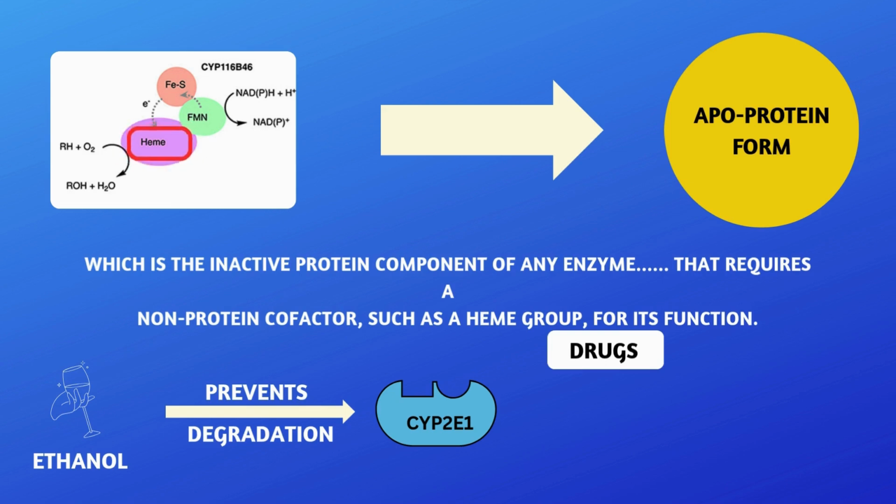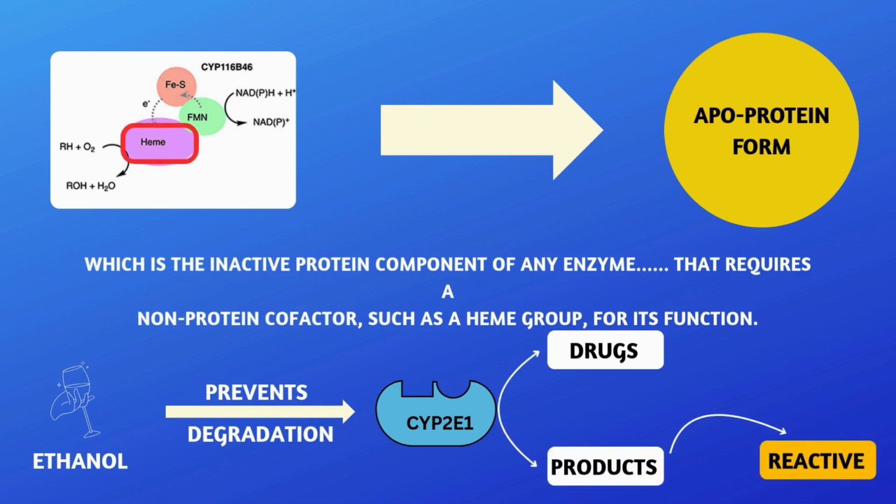In this type of induction, more enzymes are available to metabolize drugs, chemicals, or toxins. But at the end, they generate products which are reactive in nature, which increases a risk of liver stress or toxicity, especially with substances like ethanol.